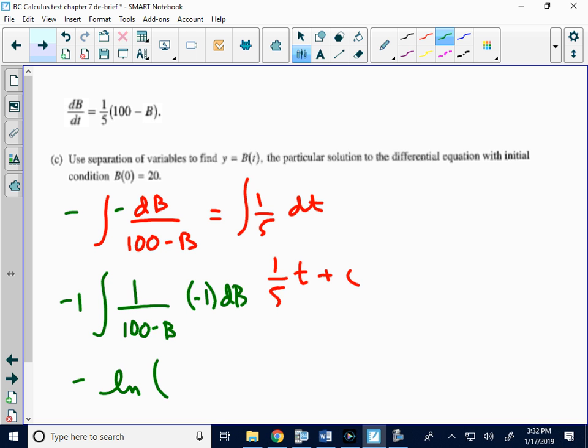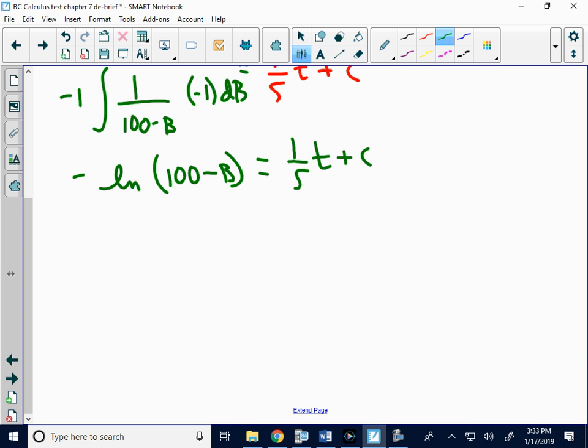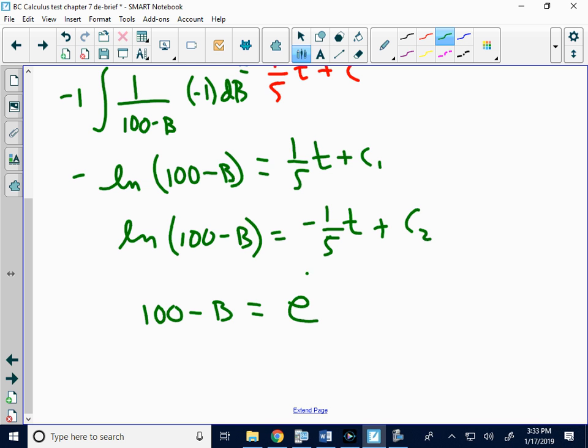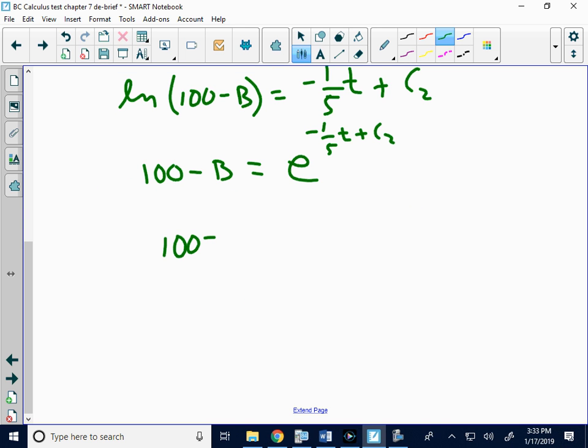We don't need absolute values. We know the bird's weight is less than 100, so we can do it this way. And that's 1/5 t plus a constant. Let's go ahead and figure out what the constant is here. Let's get rid of the minus sign. And I'll just call that C1. It's a different constant. And then we go ahead and exponentiate. So 100 minus b is e to the minus 1/5 t plus c2. We'll pull that guy out front. So 100 minus b is capital C, e to the minus t over 5.